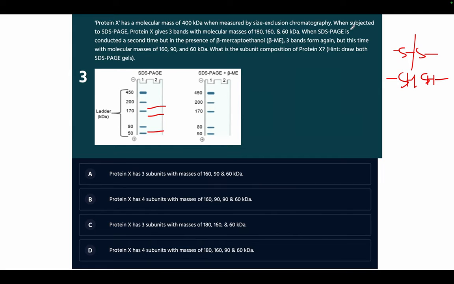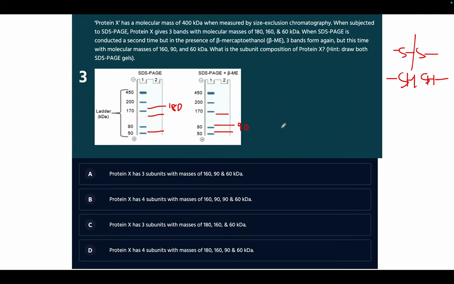Now again, they have run it on SDS-PAGE, but they have added the reducing agent beta-mercaptoethanol, and they are seeing some difference in the banding pattern. So they're saying when we run it with beta-ME, this time the molecular masses are 160, 90 and 60 kilodalton. So that means that somehow this 180 kilodalton band has become this 90 kilodalton band when we have added beta-mercaptoethanol. So how can this happen?